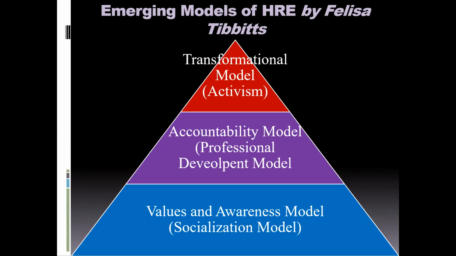There are three models or approaches to human rights education: the value and awareness model, which is also known as the socialization model; the accountability model, which is also known as the professional development model; and the transformational model, also known as the activism model, presented in the learning pyramid.